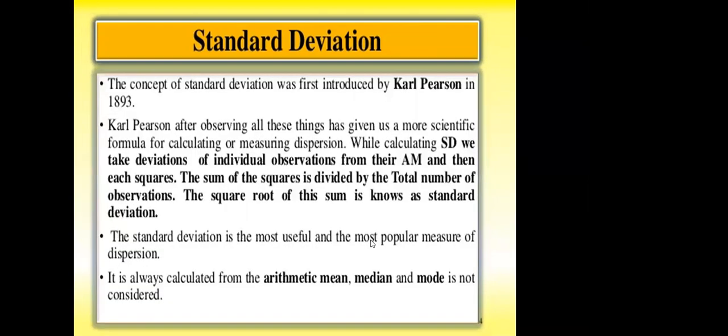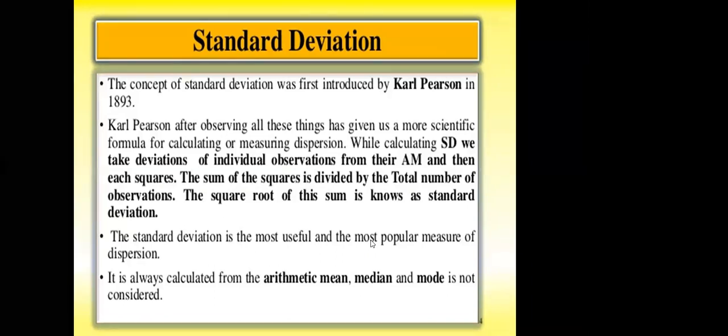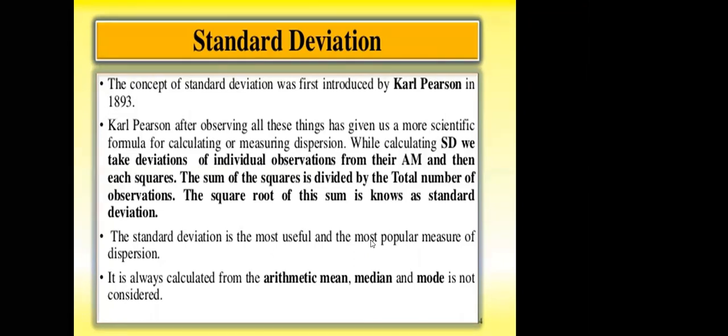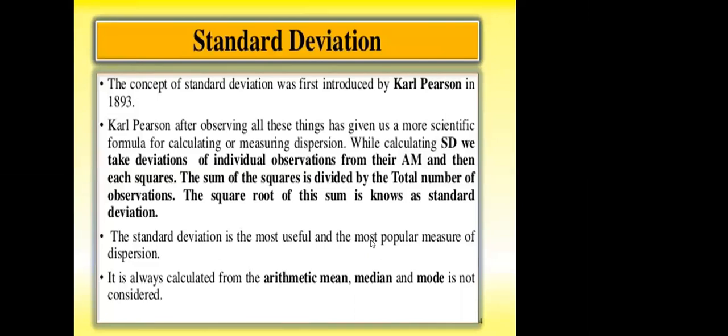On the other hand, standard deviation was first introduced by Karl Pearson in 1893. After observing all the items, Pearson gave us a more scientific formula for calculating the measure of dispersion. While calculating the SD, we take the deviation of each individual observation from their AM and then square it. The sum of the squares is divided by the total number of observations, and the square root of the result is known as standard deviation. It is the most important and widely used measure of dispersion.